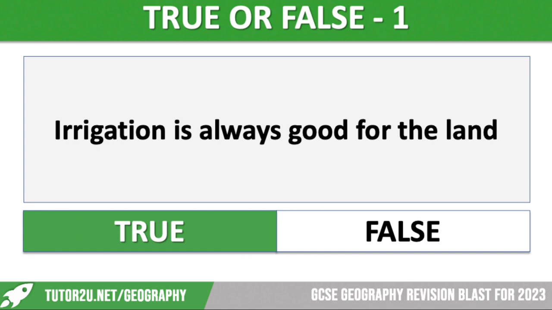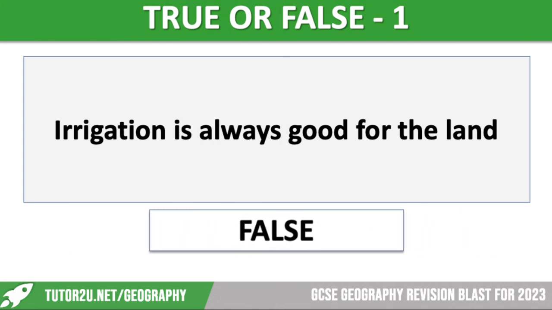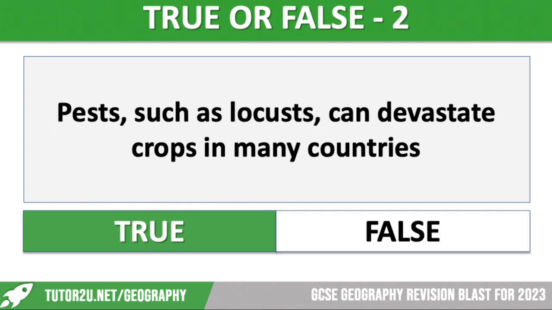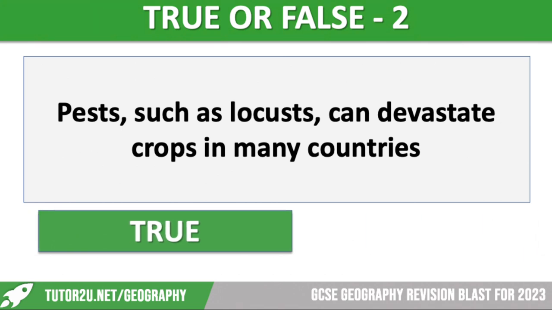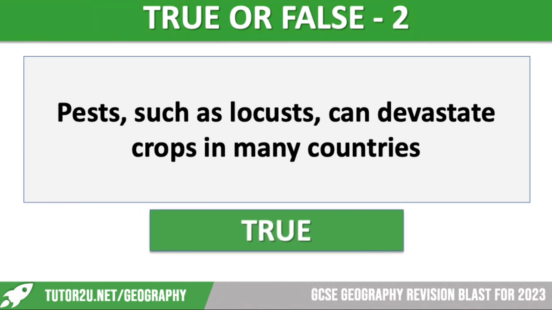So our first one is, irrigation is always good for the land. Is this true or false? Let's have a look. It is false. So it can lead to waterlogging. It can lead to buildup of salts as well. Number two, pests such as locusts can devastate crops in many countries. Is this true or false? Let's have a look. It is true, particularly in low-income countries.